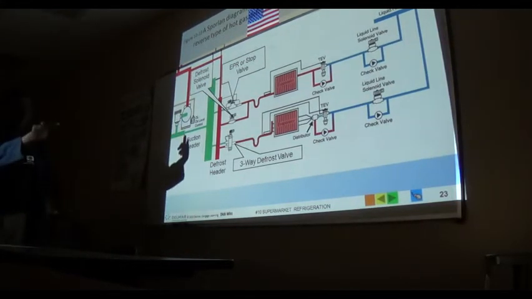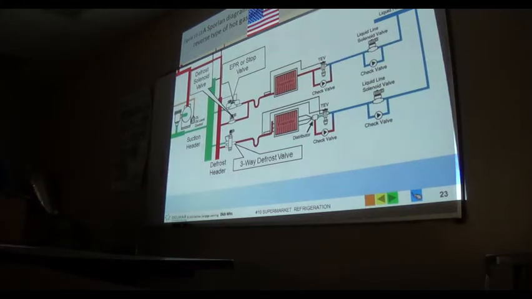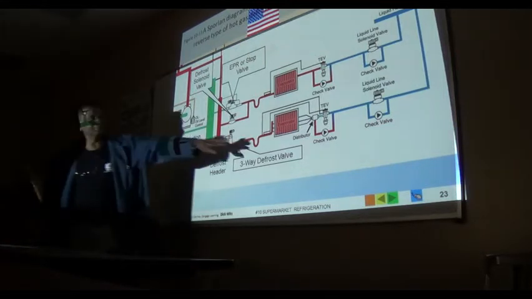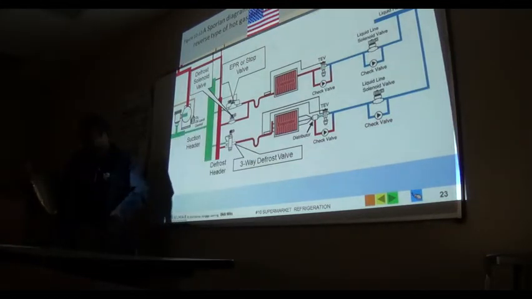Takes two of the jobs away. Yeah, we use all that superheat and all that energy that otherwise would have gone to waste. We just use it to defrost one while all the rest are working. And then we add subcooling to already subcooled refrigerant, making it even more efficient when it hits these evaporator coils.